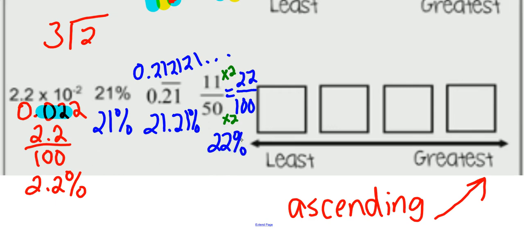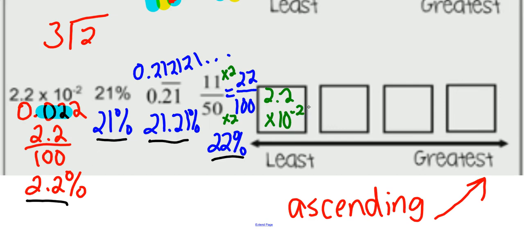So now that I've converted them all into percents, I can just look at the number of percents I have and order those numbers from least to greatest. So for the first one, let's see, 2.2%, 21%, 21.21, or 22%. Okay, obviously the smaller one is going to be 2.2 times 10 to the negative second power.